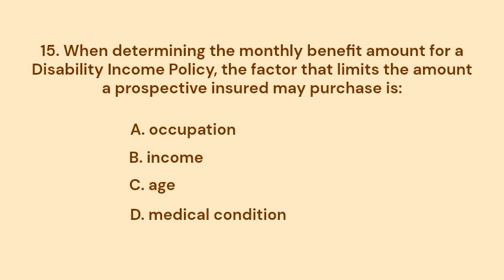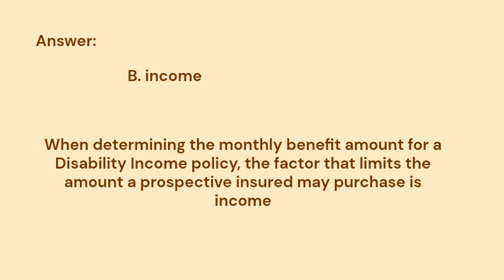14. When determining the monthly benefit amount for a disability income policy, the factor that limits the amount a prospective insured may purchase is A. Occupation. B. Income. C. Age. D. Medical condition. Answer: B. Income. When determining the monthly benefit amount for a disability income policy, the factor that limits the amount a prospective insured may purchase is income.